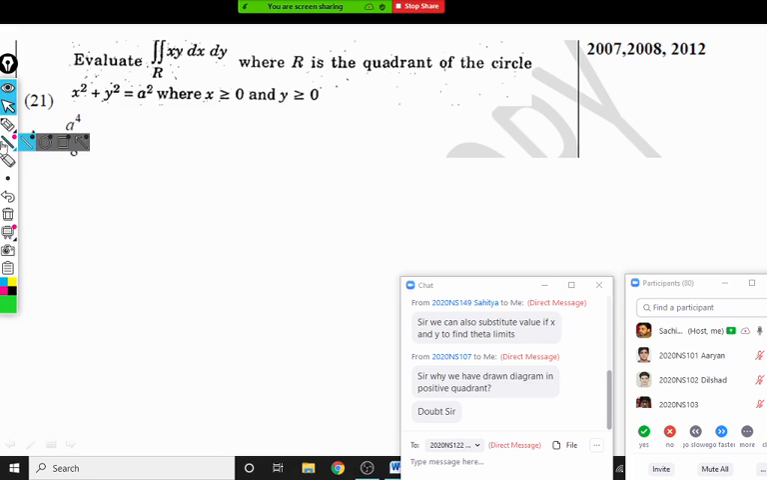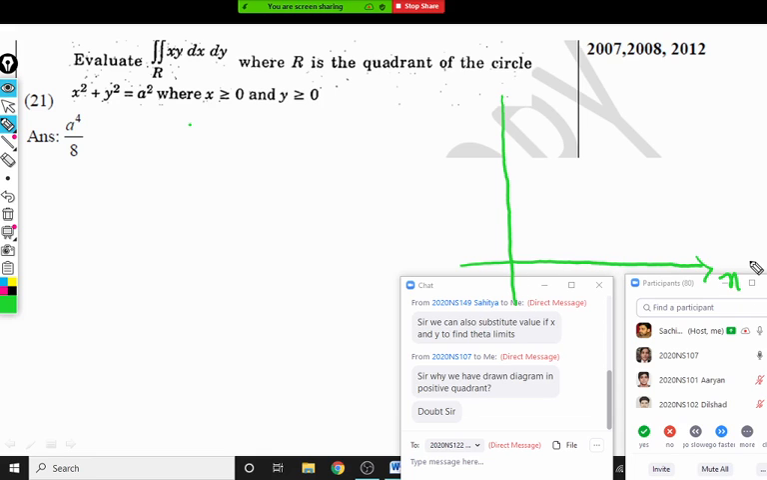The second example is on the screen now. Evaluate the double integral of xy dx dy where the region R is a quadrant of the circle x squared plus y squared equals a squared, where x is positive and y is positive. So 107, you tell me, what is the region of integration? Sir, it will be the positive quadrant. The first quadrant, sir. The entire first quadrant.